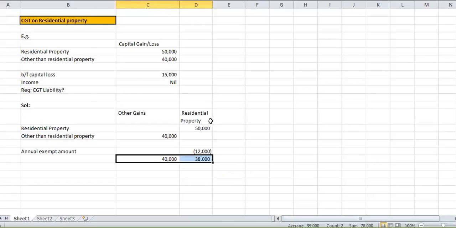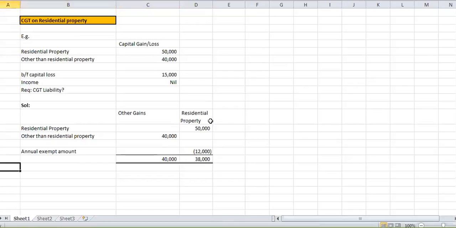That's it. So these are taxable gains. Now, can you please tell me what is the amount of unused basic rate band, everyone? Because this individual does not have any income. So if the income is zero, obviously 100% of the basic rate band is unused.